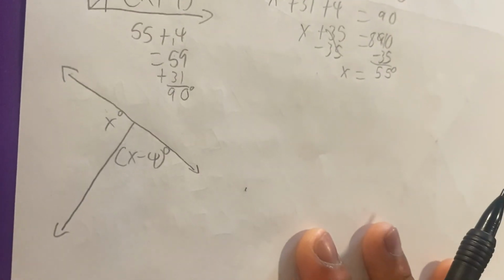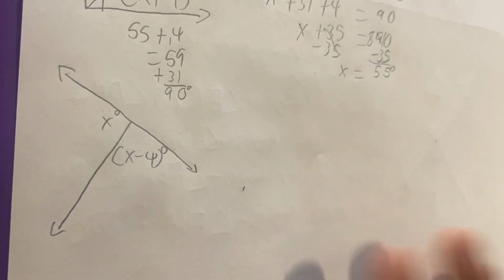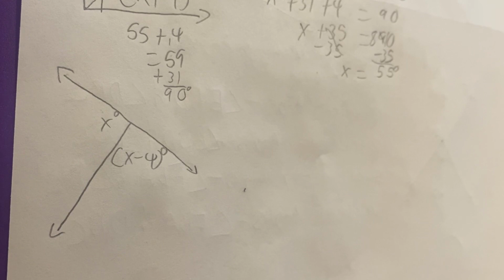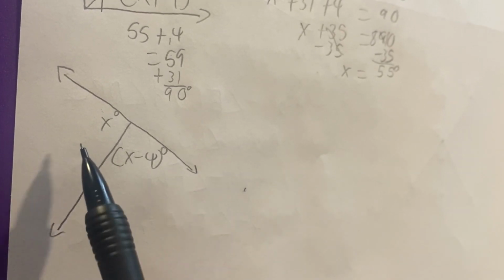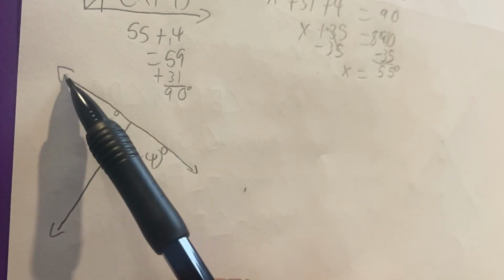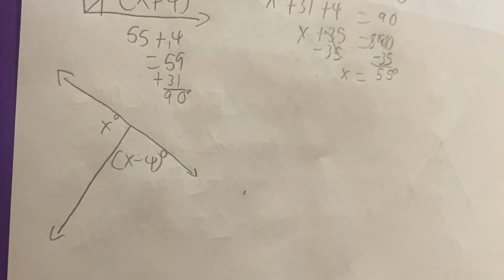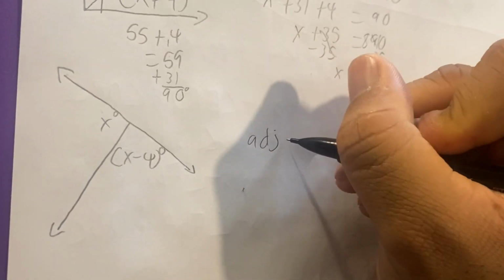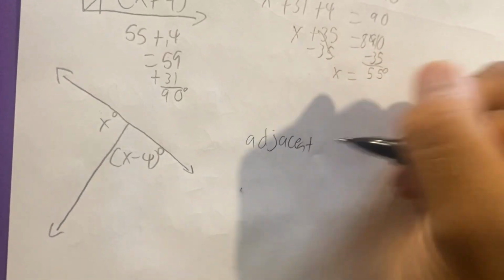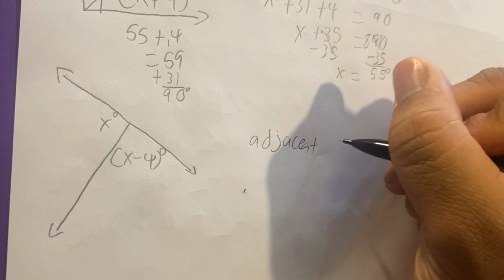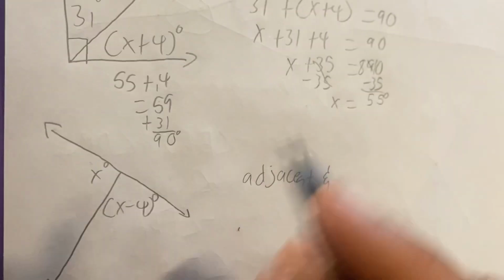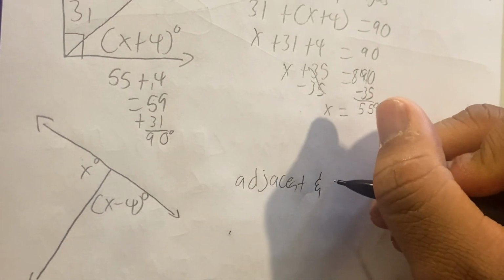So now let's see these two right here. So we have two angles that are right next to each other. However, so I could say adjacent angles. However, what do these two angles form? They form a straight line. So I'm gonna put both of them. I'm gonna put adjacent, and it also forms a supplementary angle because these two angles equal 180.